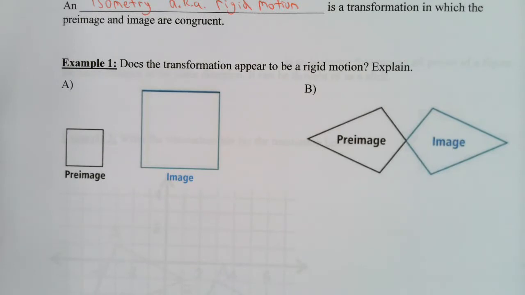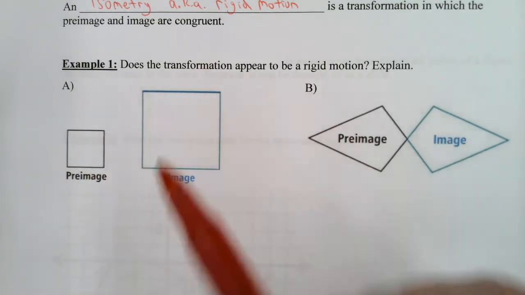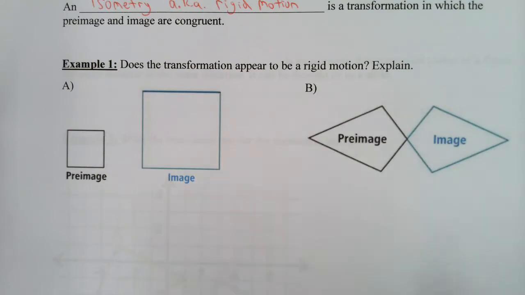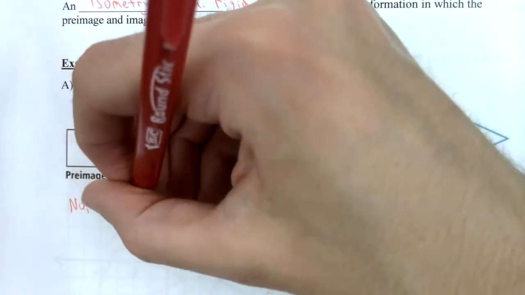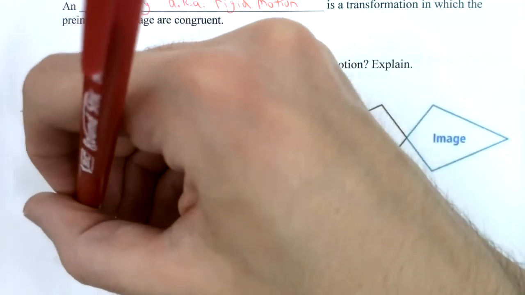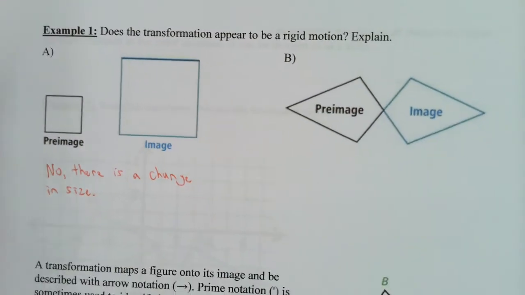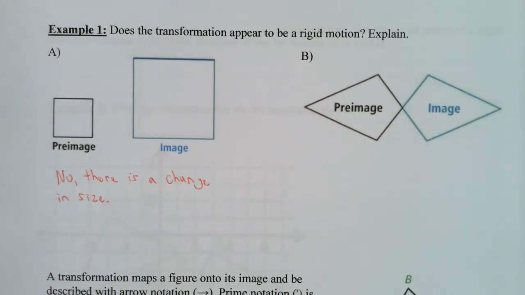So example 1, does the transformation appear to be a rigid motion? Explain. So 1A, this is not a rigid motion because the preimage and image are not congruent. I'm going to say no. There is a change in size. In other words, the preimage and image are not congruent.